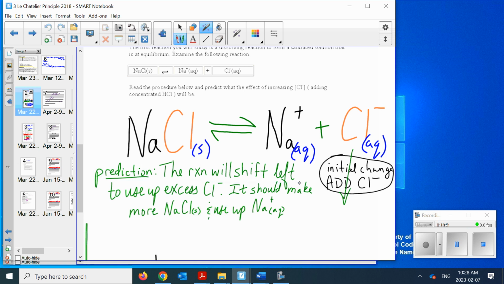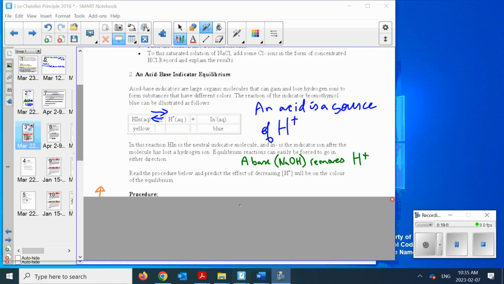So, you guys jot that prediction down, just on your sheet. And then we'll observe and see what happens.